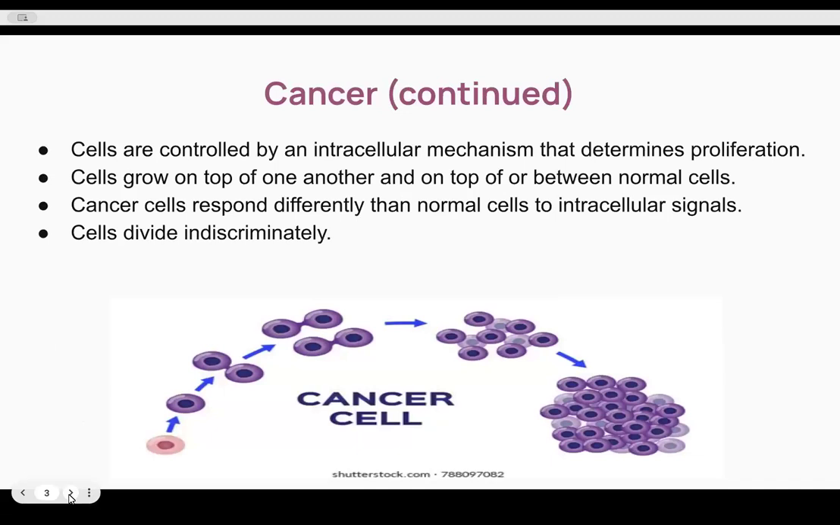So this is kind of a picture of what a cancer looks like, how it goes from a normal cell down here at the bottom to overgrowth. If you remember from your A&P classes, cells are controlled by an intracellular mechanism that determines proliferation, and that basically means a rapid increase or multiplication in numbers. In cancer, cells grow on top of one another and on top of or in between normal cells. Cancer cells respond differently than normal cells to intracellular signals, and they divide indiscriminately.